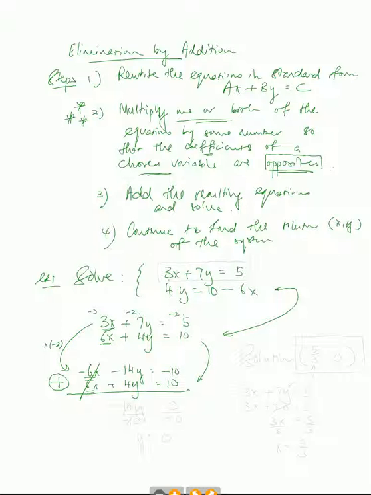Okay, so that's what step 3 is saying. You need to add the resulting equations, which in this case are these two. And you notice that the chosen variable, in my case x, does cancel, but the leftover variables do not cancel. So -14y and 4y is -10y, but -10 and 10 is 0.